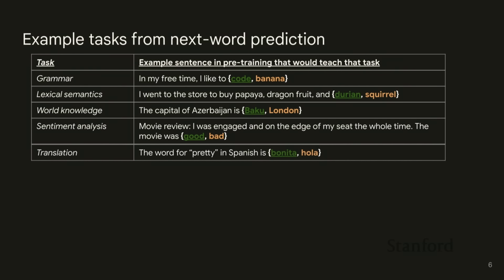And then finally, another example is translation. So here you might see some sentence, "the word for pretty in Spanish is." And then the language model should weigh "bonita" more than "hola."